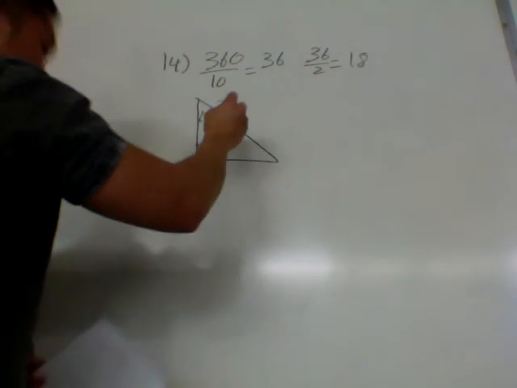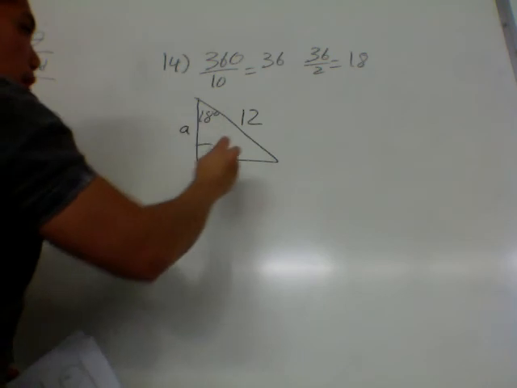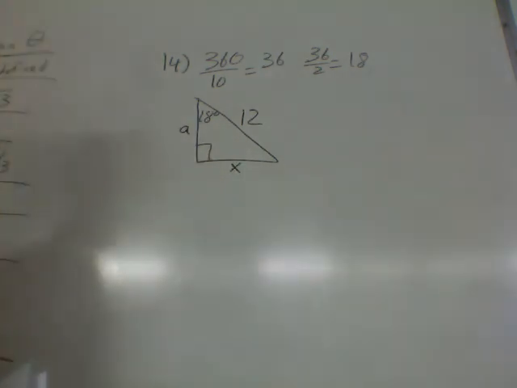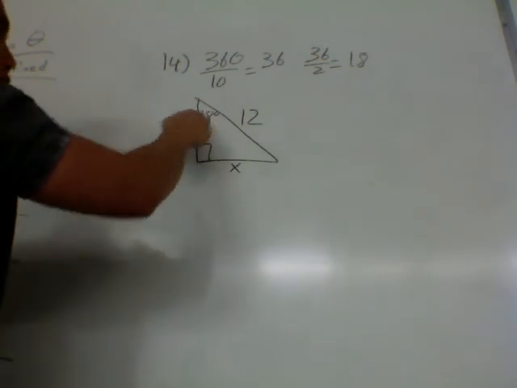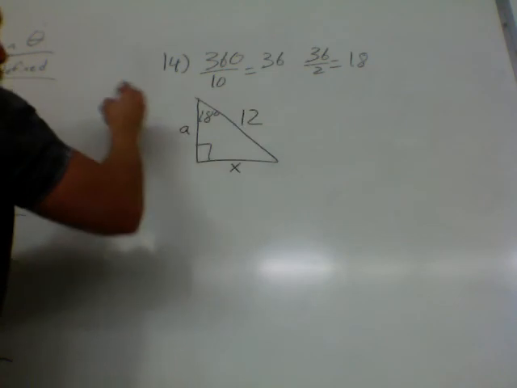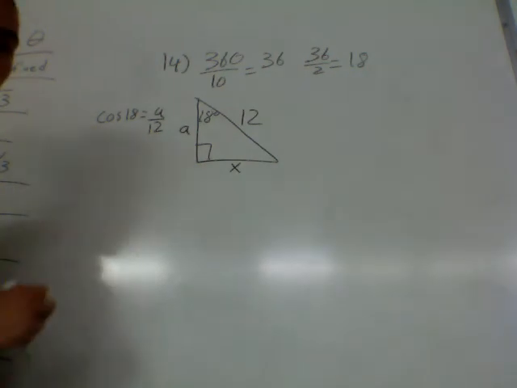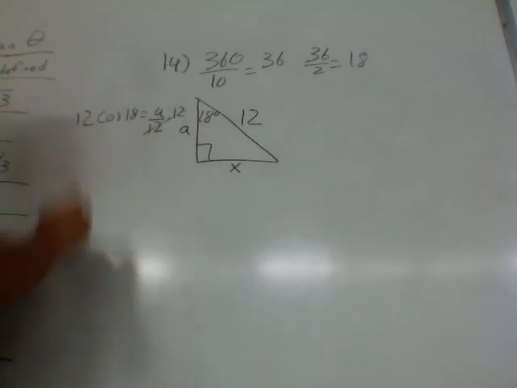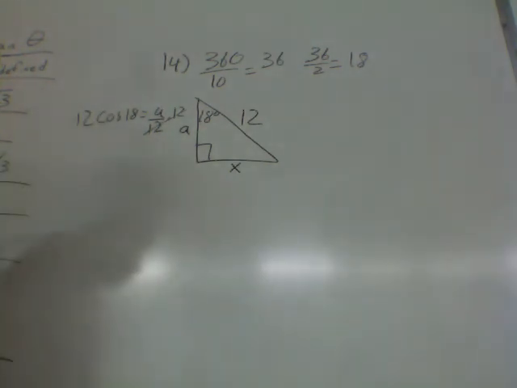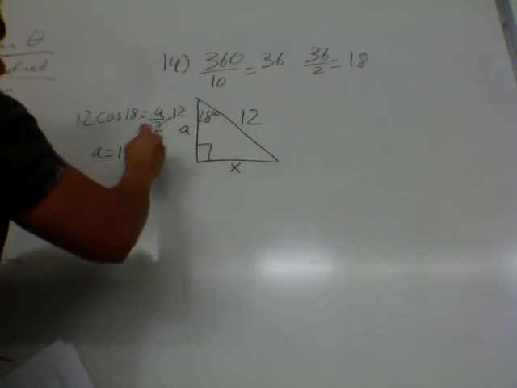So I know that the radius is 12, so that's my hypotenuse. And I'm trying to find the apothem, and I'm trying to find this distance right here to get the side length. So to find my apothem, I am going to use cosine because it's adjacent over hypotenuse. So cosine 18 is equal to a over 12. And then I multiply both sides by 12. And so a is equal to 12 times cosine 18. And that gives me the apothem is 11.4 feet.